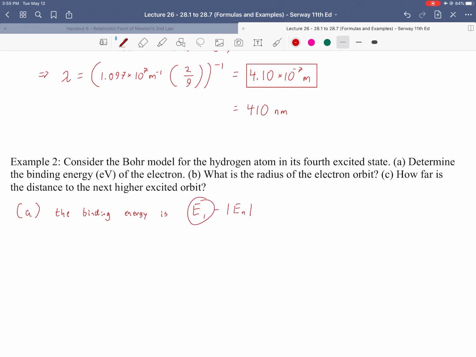So let's think about this then. Okay, so this is as deep in the well as we can go. In this case, as we go up to higher energy states, such as the fourth, we're less deep in the well. We're approaching freedom, all right? And the minimum freedom is 0 total energy.